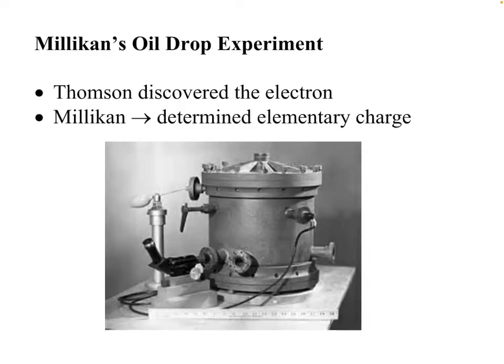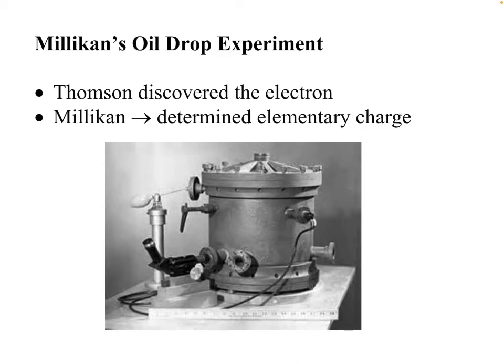So this guy named Millikan is the guy who actually determined what the elementary charge of an electron, or proton, of course, would be. So Thomson is the guy that discovered the electron, but Millikan is actually the guy who determined what its charge was, which is, I don't know if you agree with me, pretty important, okay? So how did he do it?